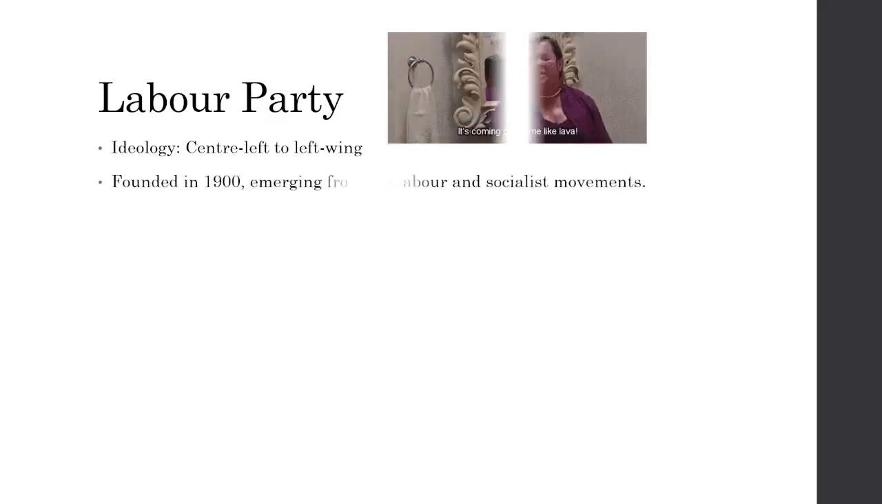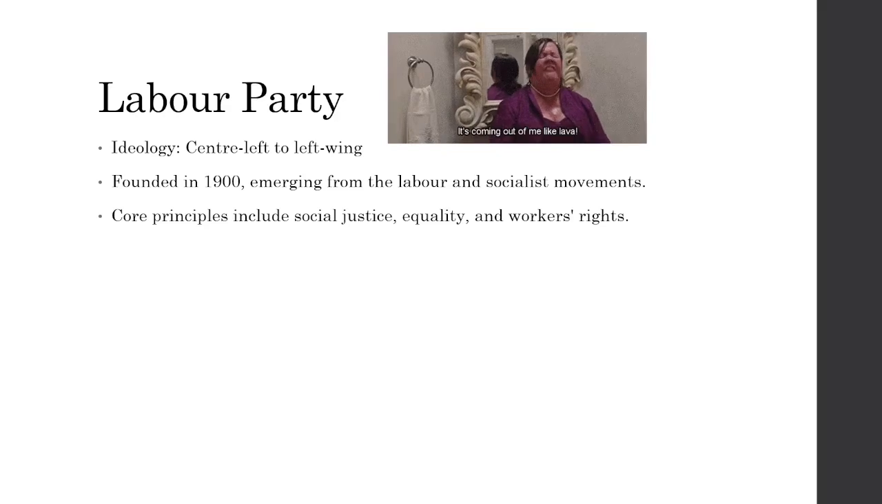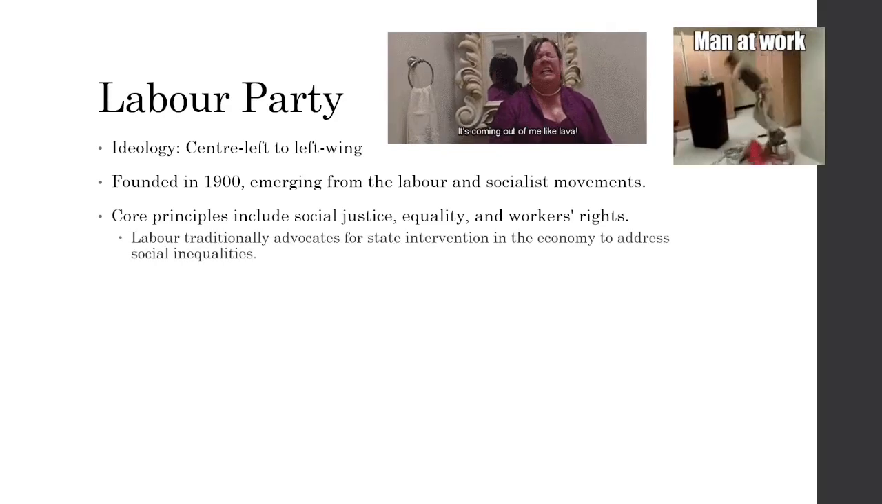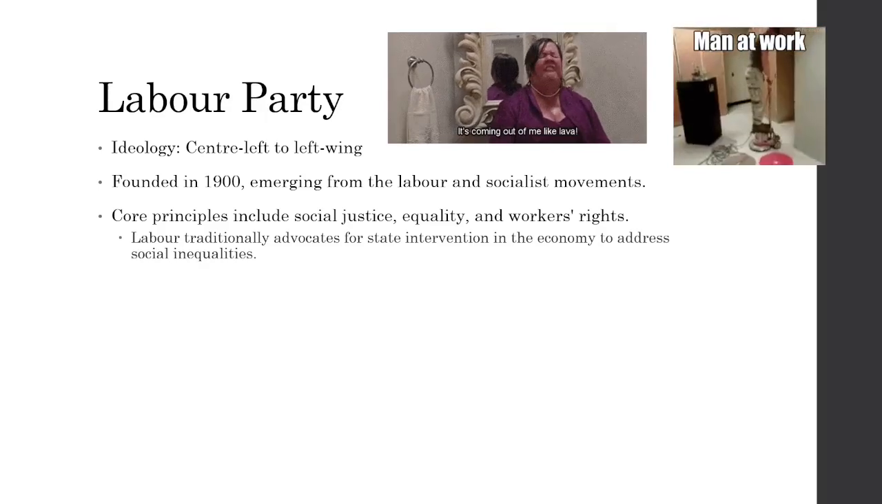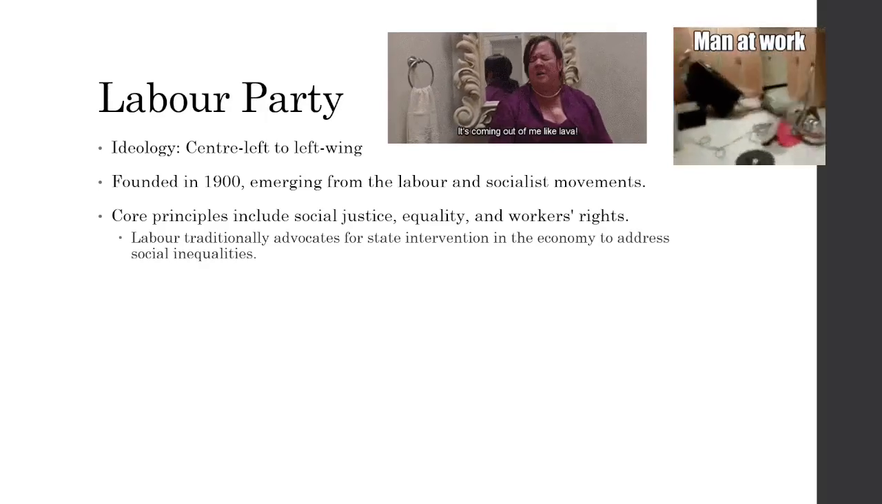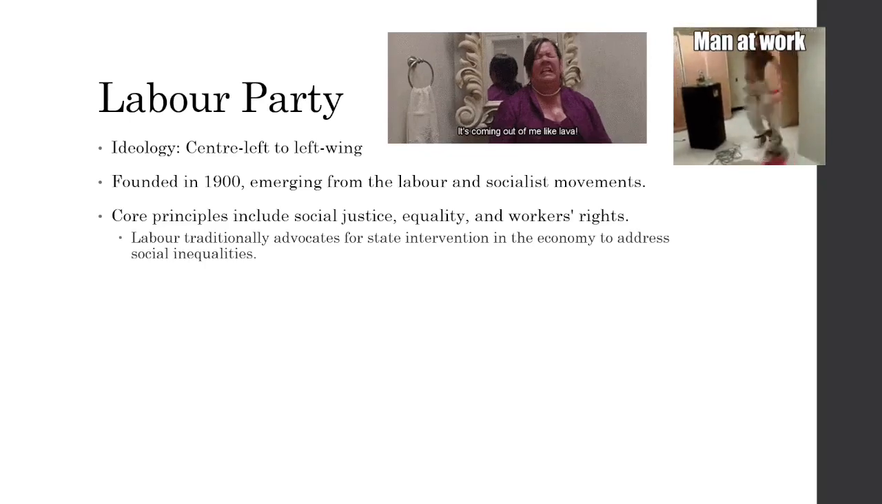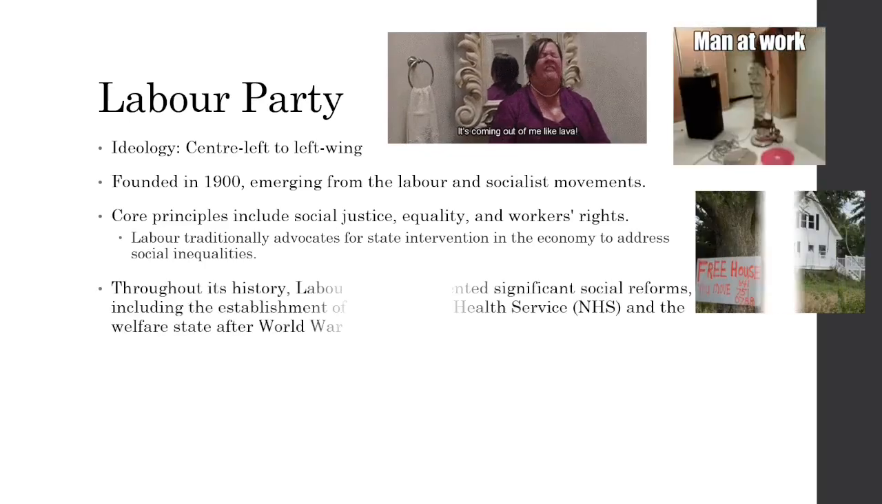So we have the Labour Party and we have the Conservative Party for the most part. The Labour Party is center-left to left-wing. It was founded in 1900, so it's kind of old, and it emerged from labor and socialist movements, especially those that arose as a result of the Industrial Revolution. Their core principles include social justice, equality, workers' rights, and the economy. They traditionally advocated for state intervention in the economy over free market systems, and this was to address social inequalities.